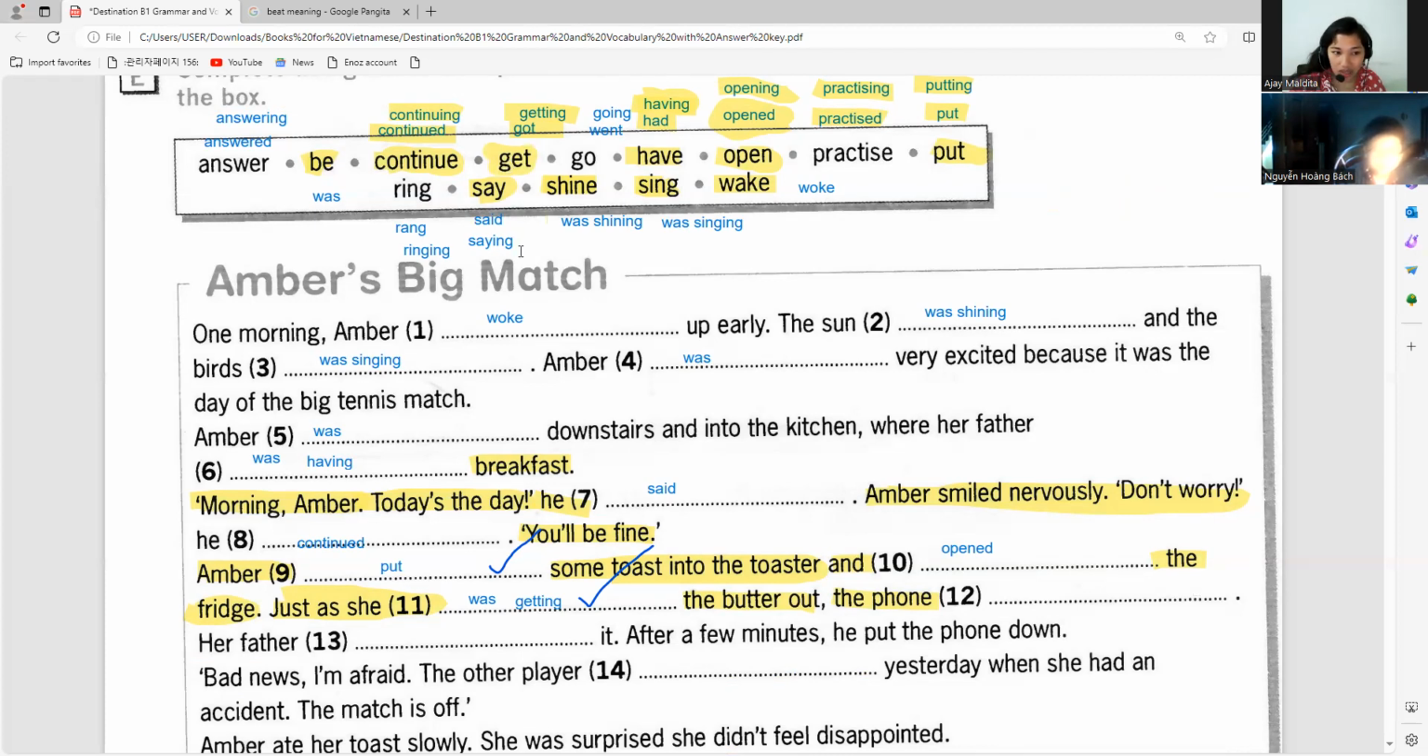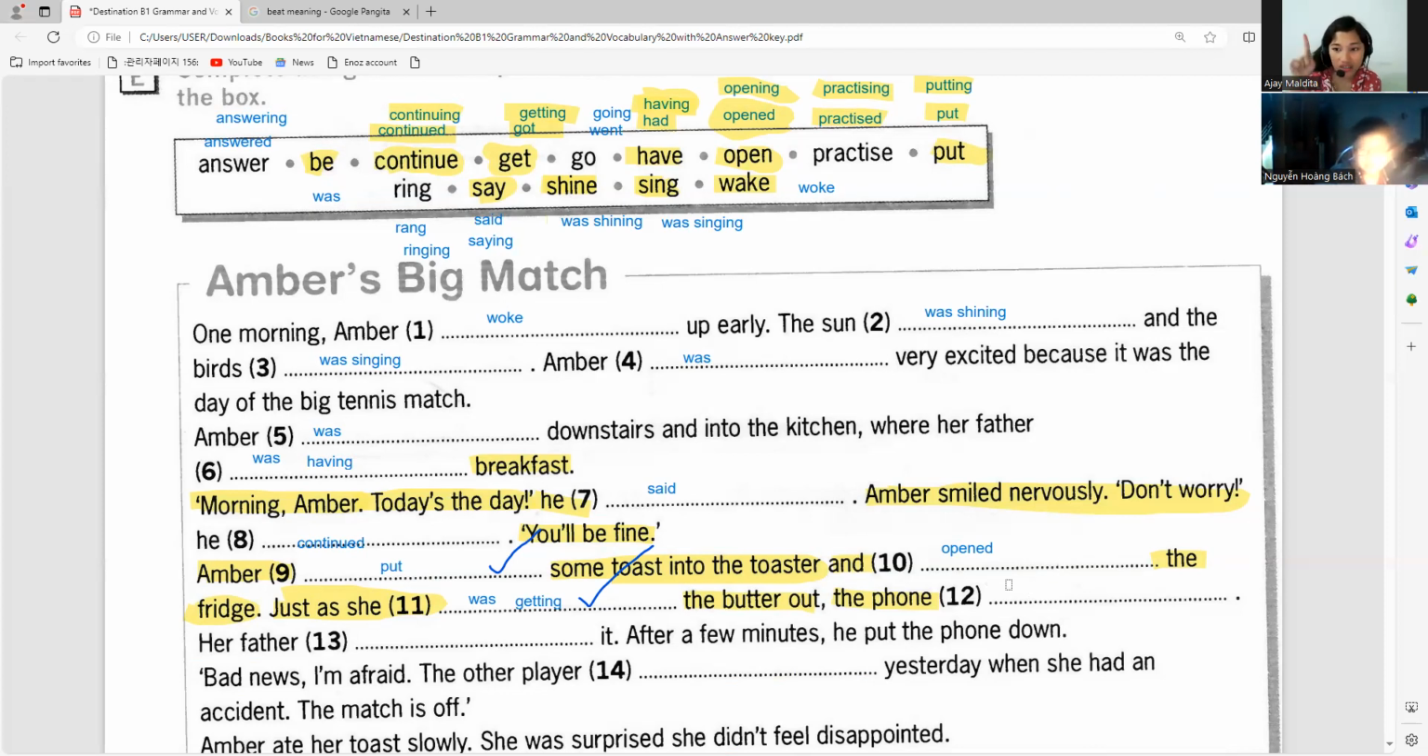How about number 12? You have answer, you have go, you have practice and ring. We have four words. Oh, the phone. What happened to our phone? Just as she was getting the butter out, the phone... Oh, you can circle or you can type, one back. Is it answer? Is it go? Is it practice or ring? Answer. Okay, your answer is answer.